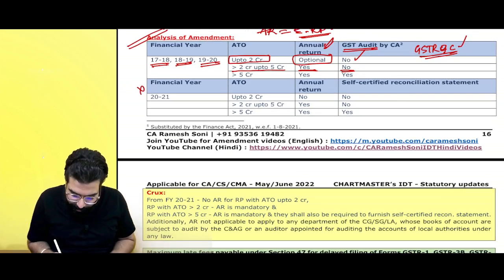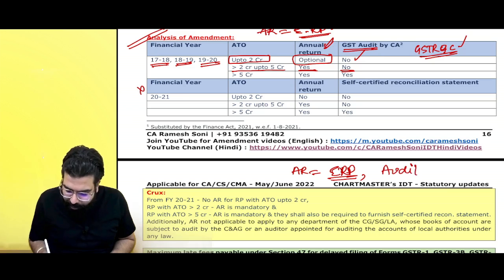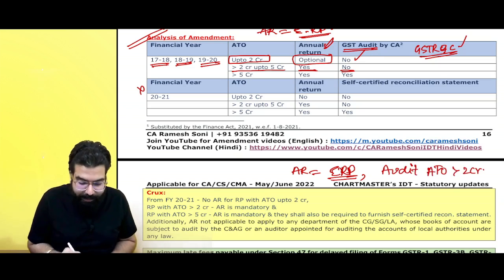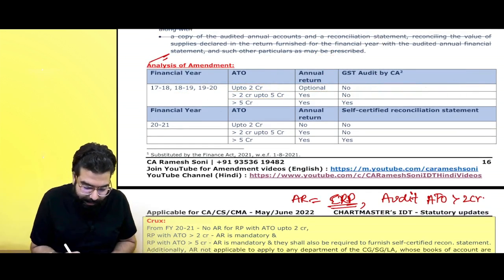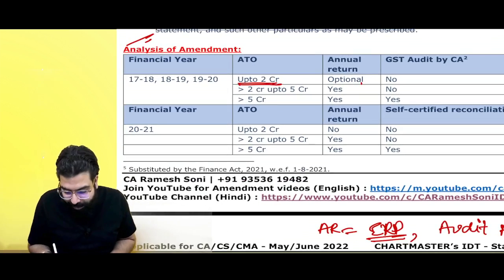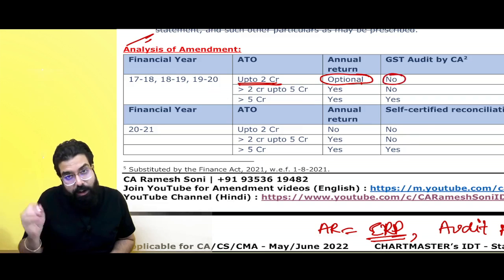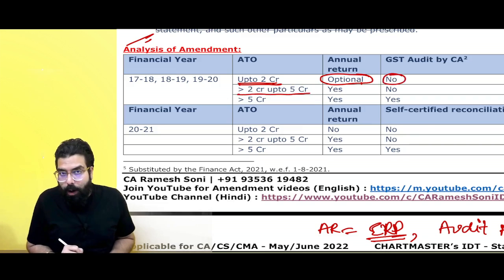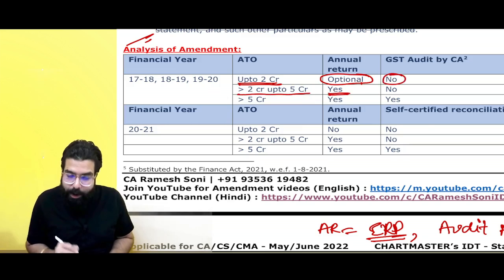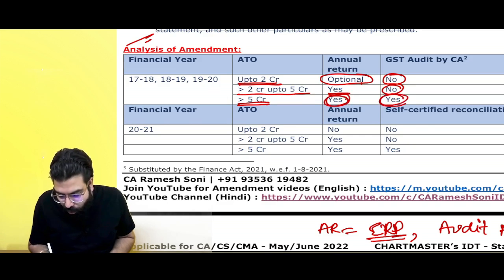See, annual return, every registered person is required. Audit, if your turnover exceeds 2 crore, was required. But then they made the changes in 17-18, 18-19, 19-20. They told that if your turnover is up to 2 crore, annual return is not required. Optional. You want, you furnish. You don't want, don't furnish. GST audit not required. Greater than 2 crore up to 5 crore, annual return also required, audit not required. Greater than 5 crore, annual return and audit were also required.